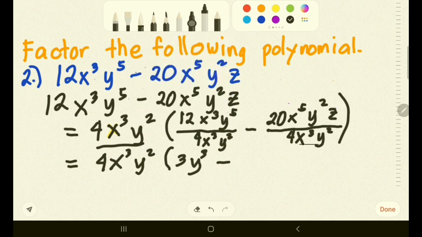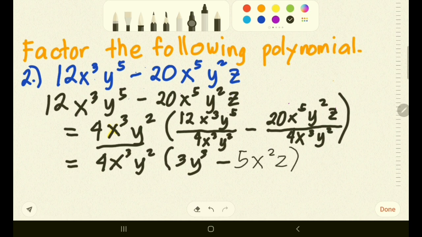Minus 20 divided by 4, that is 5. x to the power of 5 divided by x cubed. So, just subtract their exponents. That would be 5 minus 3, that is 2, so x squared. For y squared divided by y squared, that's 1, multiplied by 5x squared, obviously it's 5x squared. Then z. Since there is no z in the denominator, just write it.